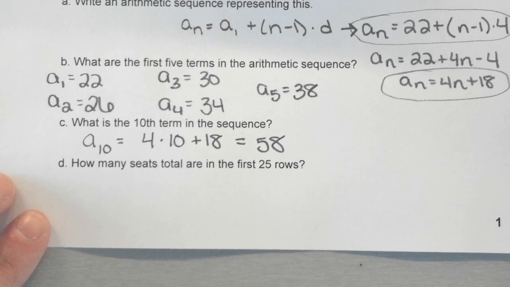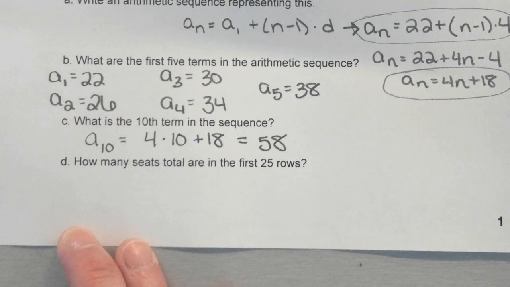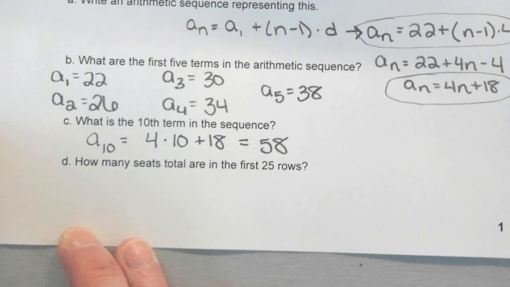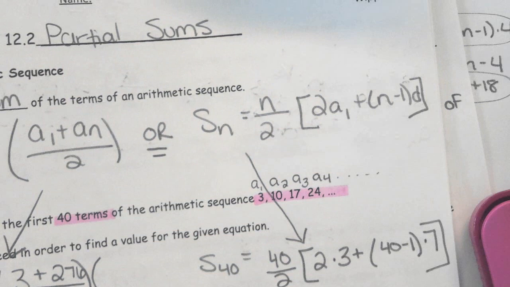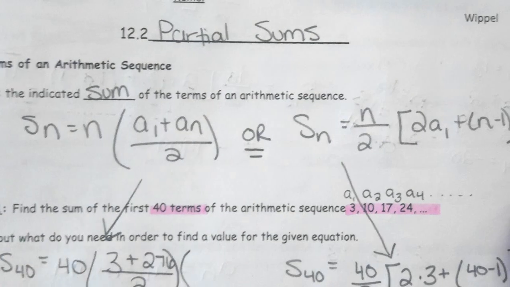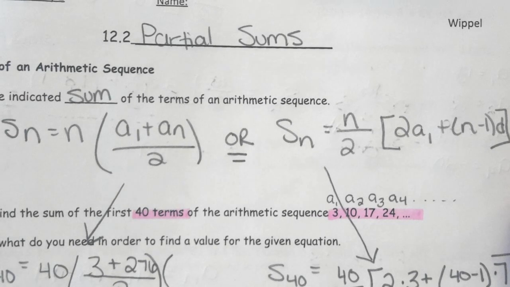All right, how many seats total are in the first 25 rows? There are 2 different formulas that you can use here. Let me pull the notes out for just a second so you can see both the formulas. They are in section 2.2. They were on the second day of notes that we had. So hold on, let me switch out for a second. So here's your second day of 2.2 notes. And let me zoom out just a little.